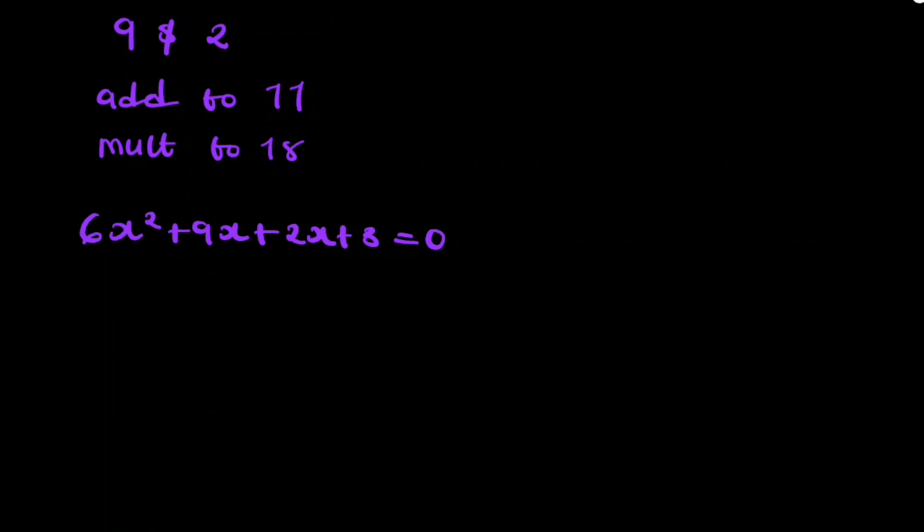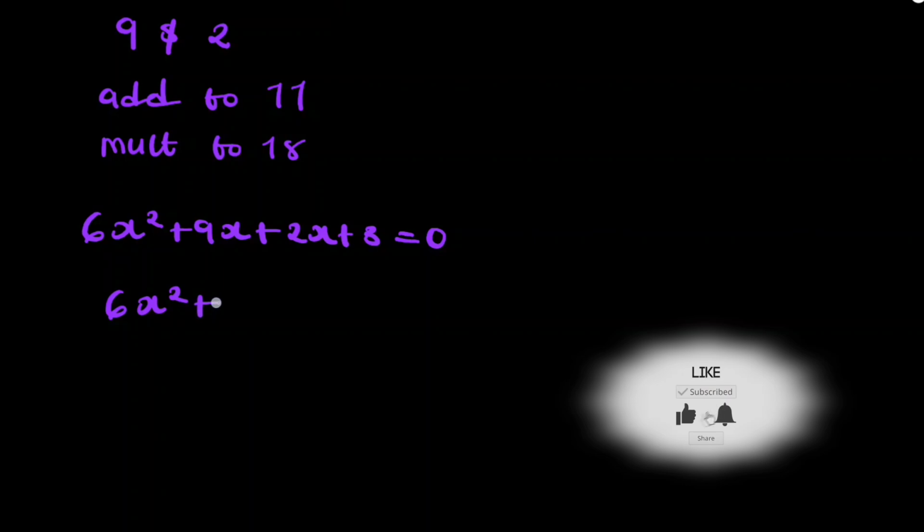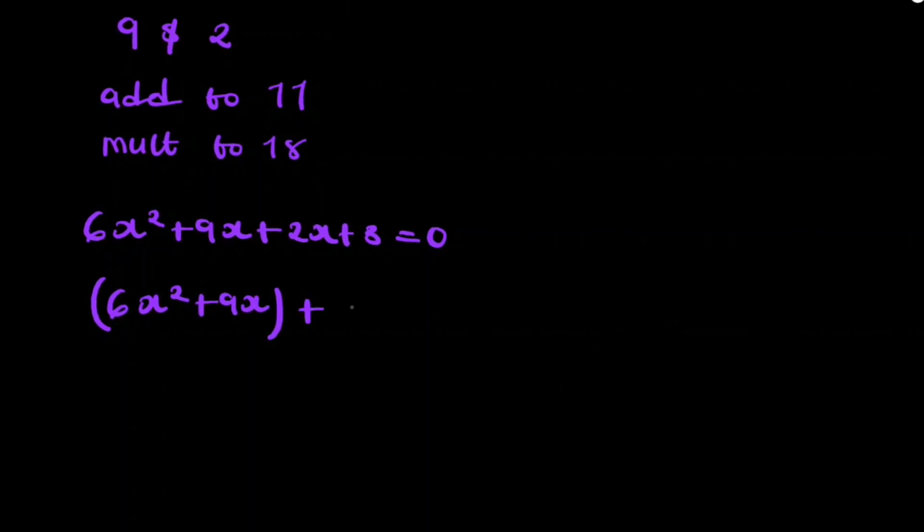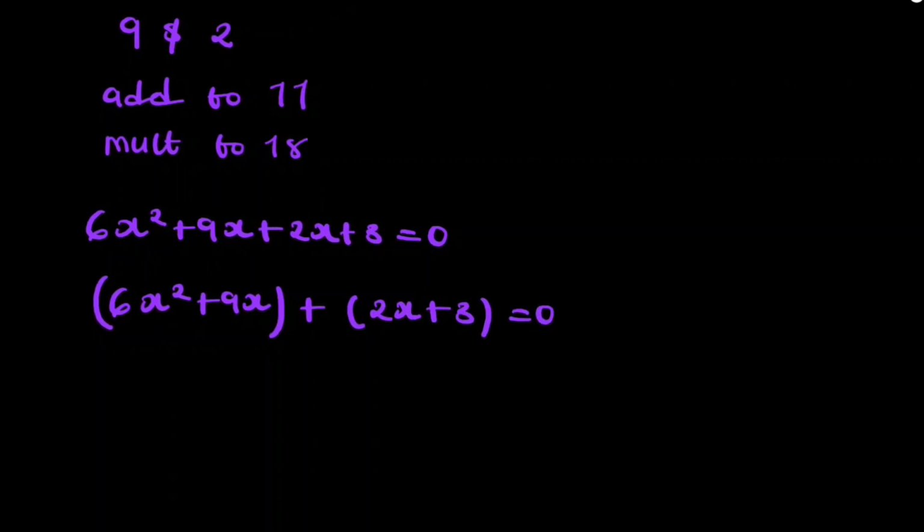So I'm going to group them in pairs. The first pair is 6x squared plus 9x. That's our first pair. And then 2x plus 3 is our second pair. Now I'm going to factor out the common terms.